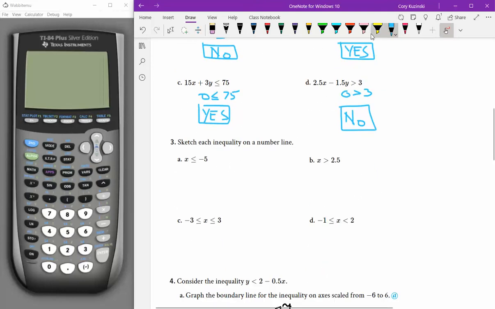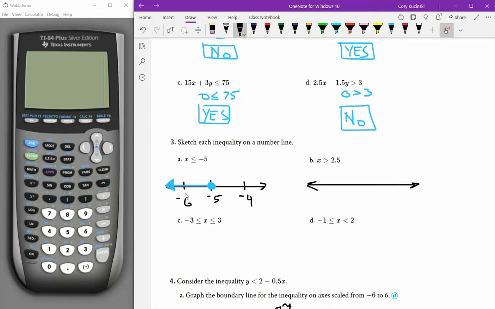Sketch each inequality on a number line. Okay, so let's make a number line. Let's throw negative 5 on there. Let's just give it a little bit of scaling. Negative 4 is bigger than negative 5. Negative 6 is less than. We're looking for all the numbers less than or equal to negative 5. So first of all, it's a colored in dot, because negative 5 is part of the solution set. And all the numbers less than it are to the left on a number line. Reminder, I like to color in that arrowhead to show that the pattern is continuing forever.